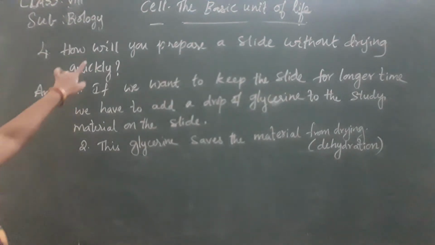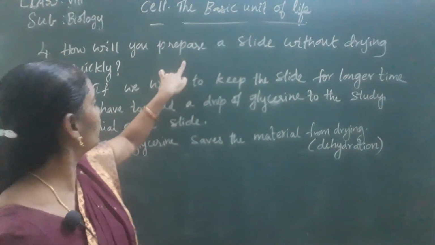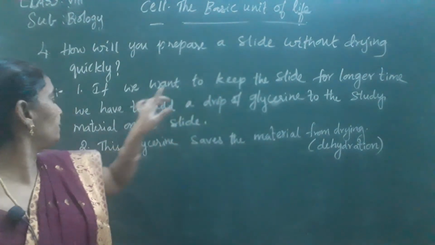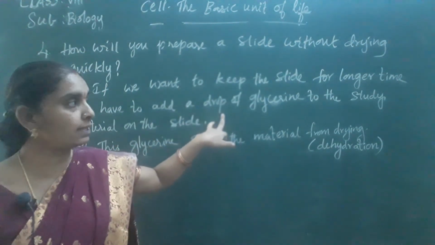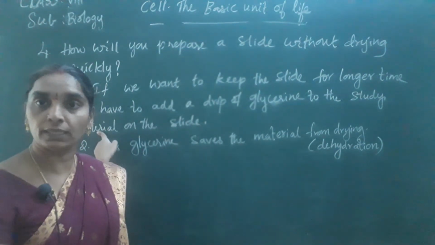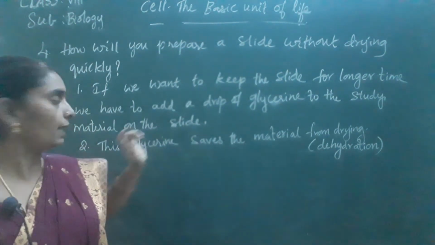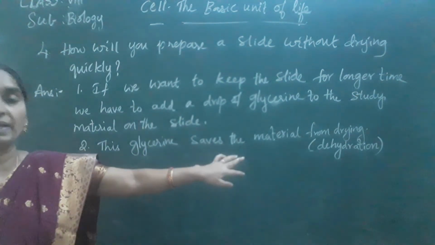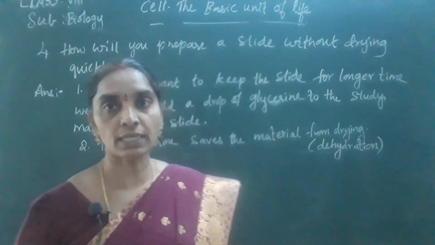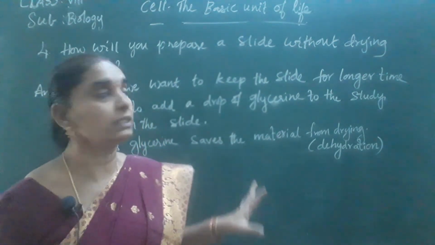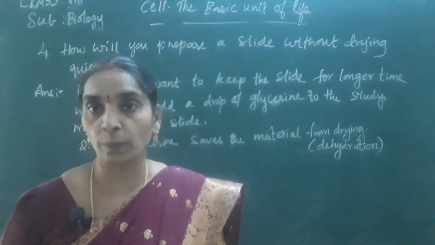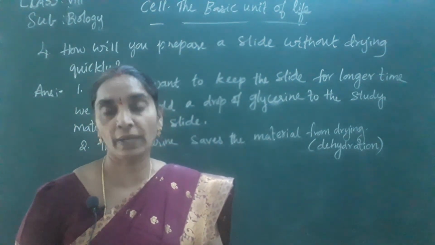Now, children, how will you prepare a slide without drying quickly? If we want to keep the slide for a longer time, we have to add a drop of glycerin to the study material. Study material is the object that is placed on the slide. Next, this glycerin saves the material from drying, that is dehydration. Okay, children? So this is about the preparation of a microscopic slide that you have studied.